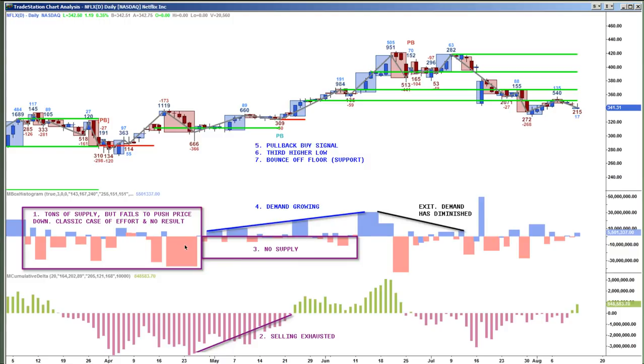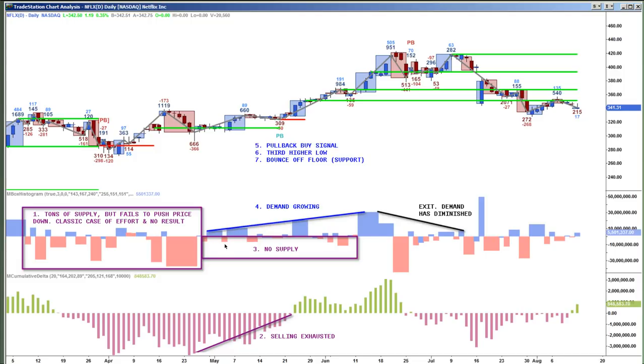And look at all the selling, and price is not going down. If you can find cases of effort and no result, these are very, very strong. It means that after this point, price simply cannot go down because it tried to go down and it's not able to. The cumulative delta shows here selling is exhausted and we're transitioning to buying at this point.